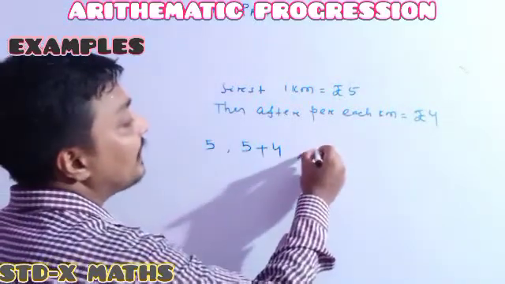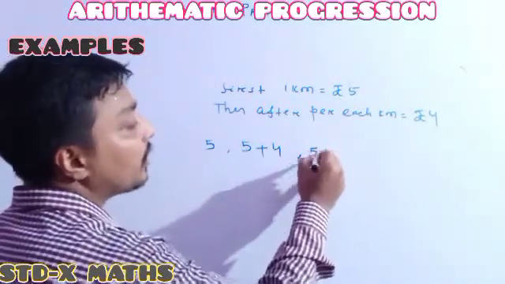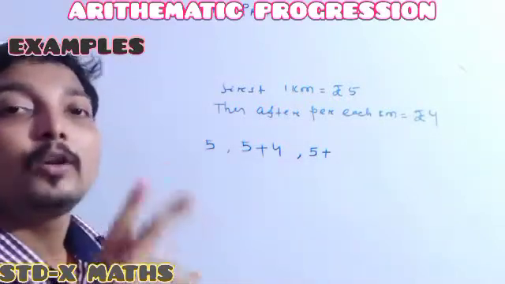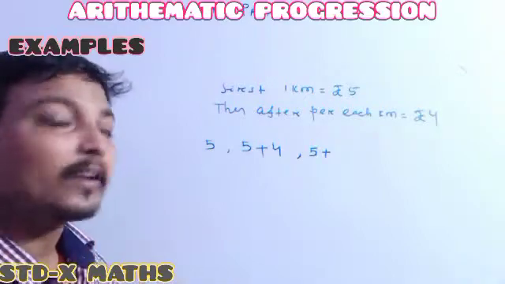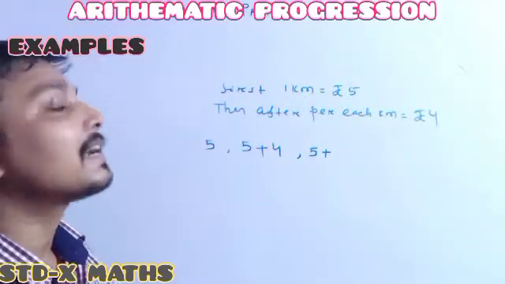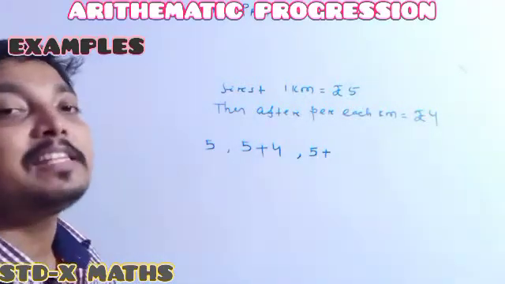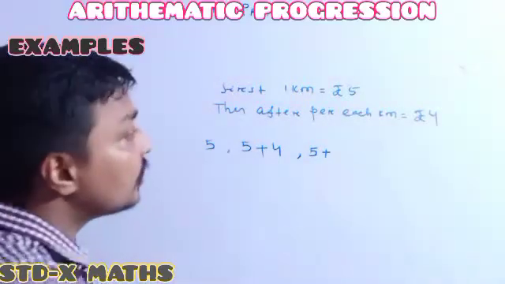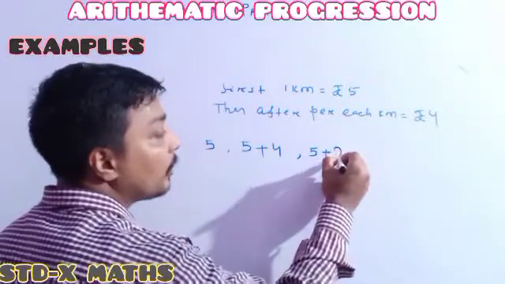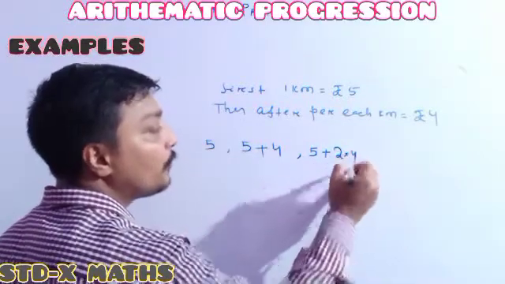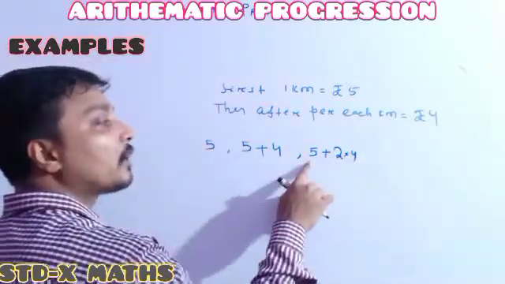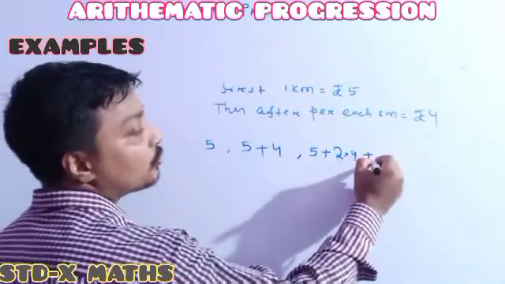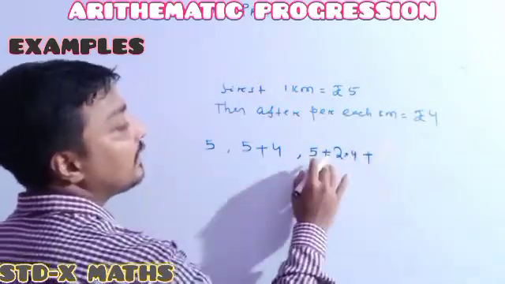Suppose I want to travel 3 kilometers. It means first kilometer 5. Then how many extra kilometers? After the first kilometer, 2 extra kilometers. For those 2 extra kilometers I will be charged rupees 4 for each kilometer. So for 2 extra kilometers I will be charged 2 into 4 extra. First kilometer 5, and 2 into 4 will be extra. Then I am showing this for 2 and 3.